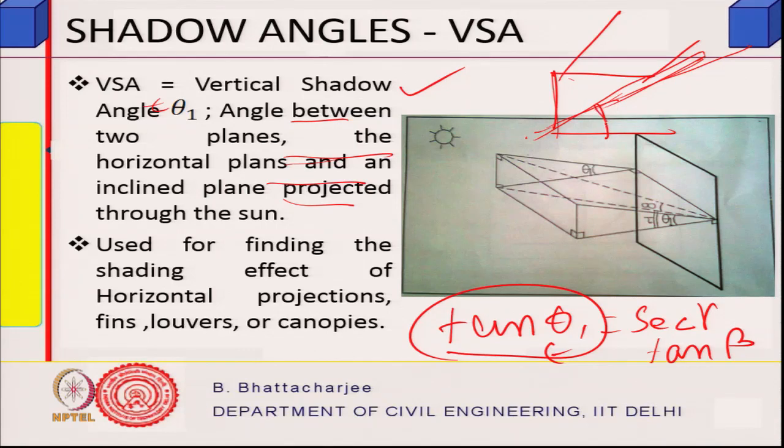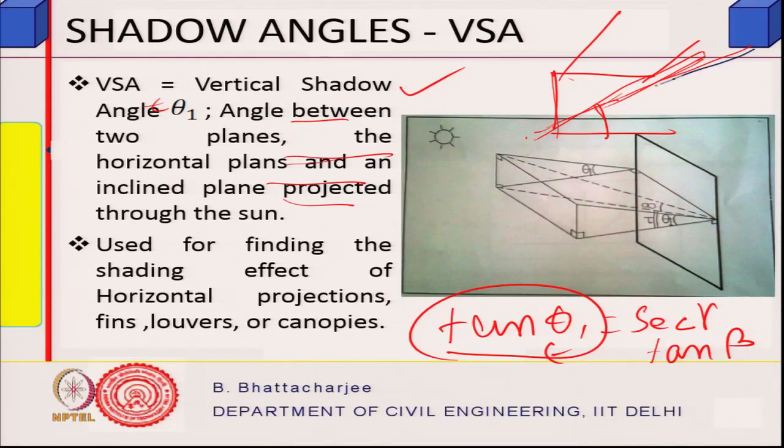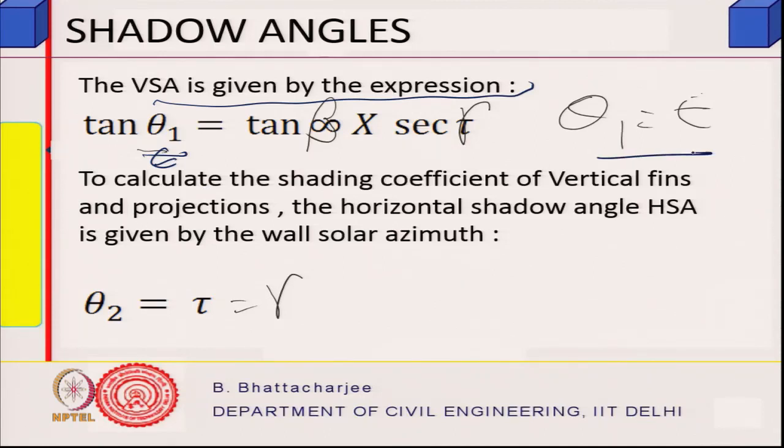Let me use a different color. This is for the sun ray falling like this. So, the projection of the sun ray is somewhere there, right. This is normal to the surface, this is gamma, this is beta, and this is my epsilon. So, we obtained a relationship in the last class, and we will make use of it here itself. Tan of the vertical shadow angle is given by the expression tan theta 1, where theta 1 is equal to epsilon, that is what I am saying. So, tan beta multiplied by sec of gamma.